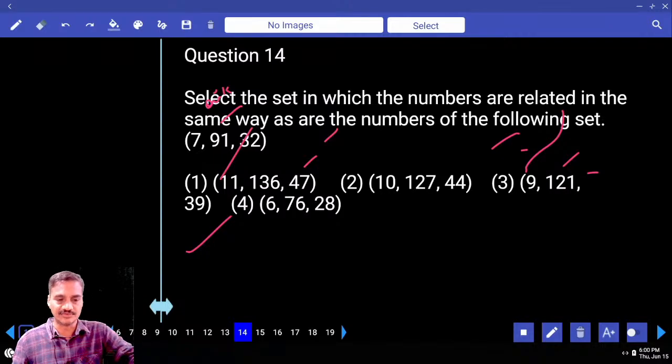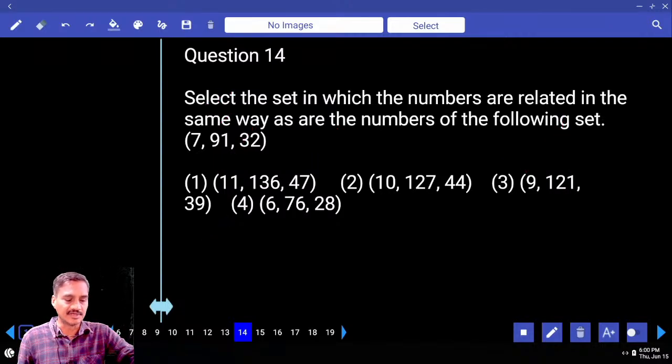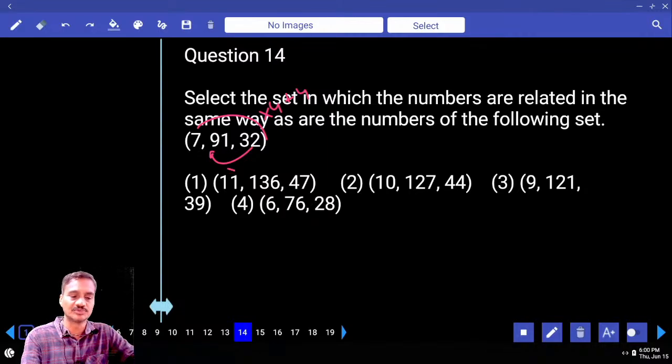The next one, 14th one. Now in this 14, select the set in which the numbers are related in the same way. 7, 91 and 32. 7, 91 and 32. Now 7 and 32: 7 into 4 is 28, plus 4 is 32. And 32 and 91: 32 into 3 is 96. 96 minus how much? Minus 5. Now check out, are we getting the same pattern in the remaining?